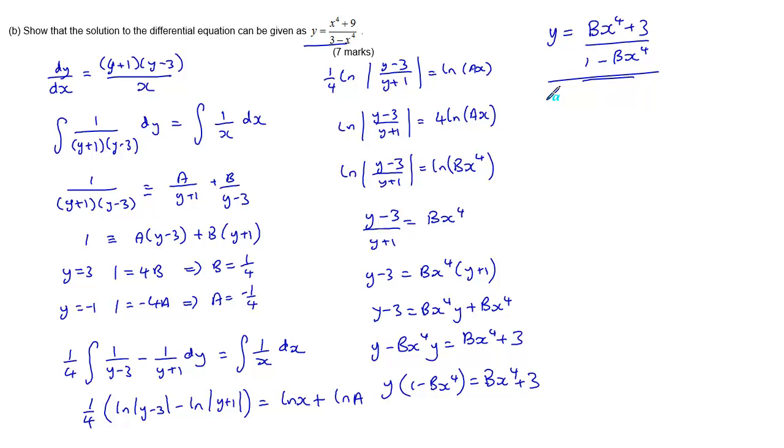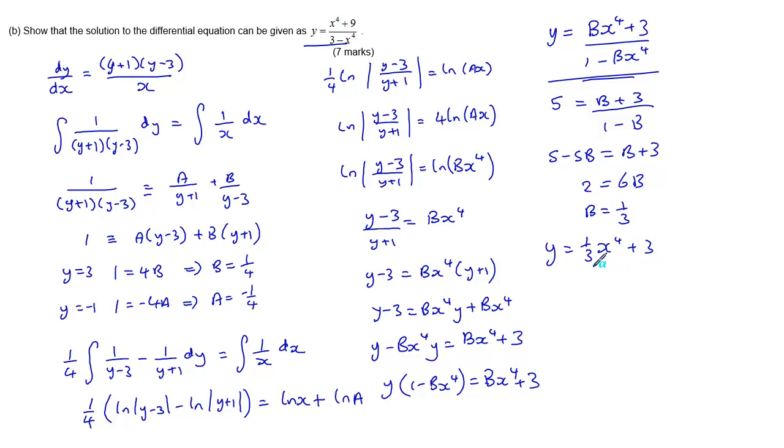Now, y is equal to 5 when x is equal to 1. So 5 is equal to (b plus 3) over (1 take b). Bring this up here. 5 minus 5b is b plus 3. Rearrange, 6b is equal to 2. So b is a third. So y is going to be (1/3 x to the 4 add 3) over (1 take away 1/3 x to the 4), multiply top and bottom by 3, and we get the answer required.